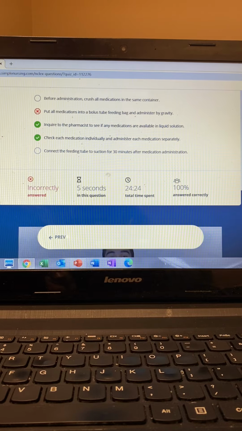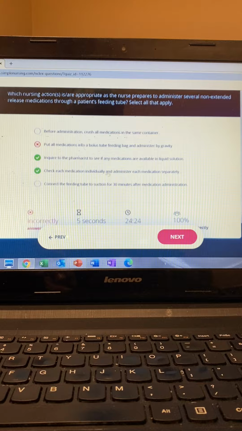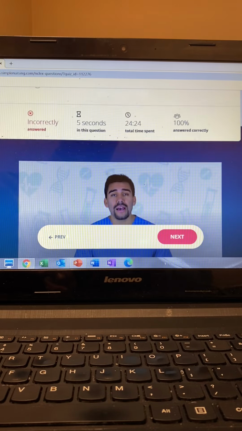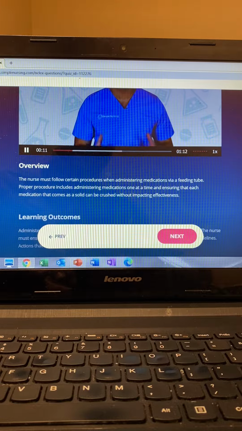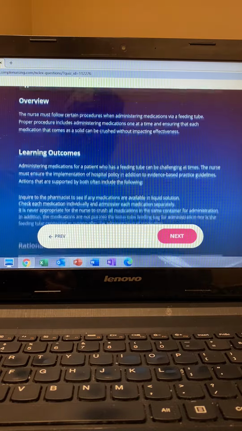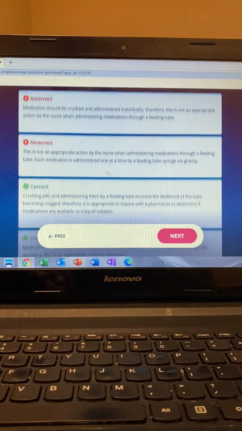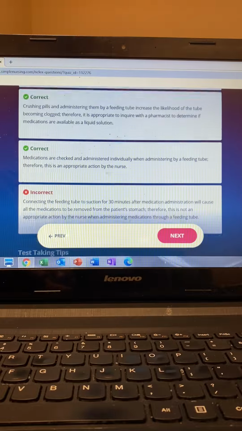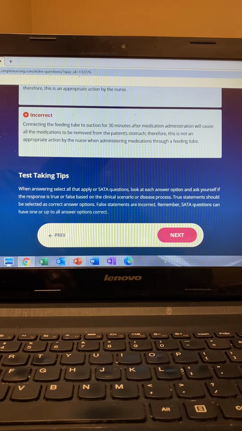Now, using our 3 steps, let's break this down. Now, this question's asking for the appropriate actions for the key problem of prepping to administer several non-extended release medications through this feeding tube. So just think, we have to crush, so the right medication should probably be liquid. So the solution we're looking for are right ways to give these medications.